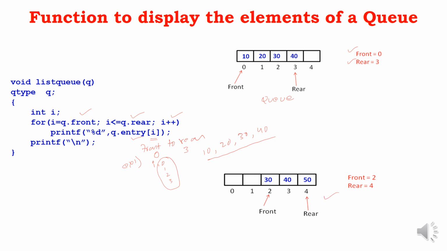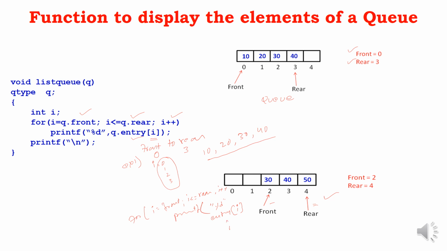Suppose after insertion of all the elements and deletion of 2 elements, front is adjusted to 2 and rear is 4. Still the same. We call the list queue function. Whenever we call the list queue function, for i assigned to q front, i less than or equal to q rear, i plus plus, printf percentage d entry of i. So i is varying from front to rear.